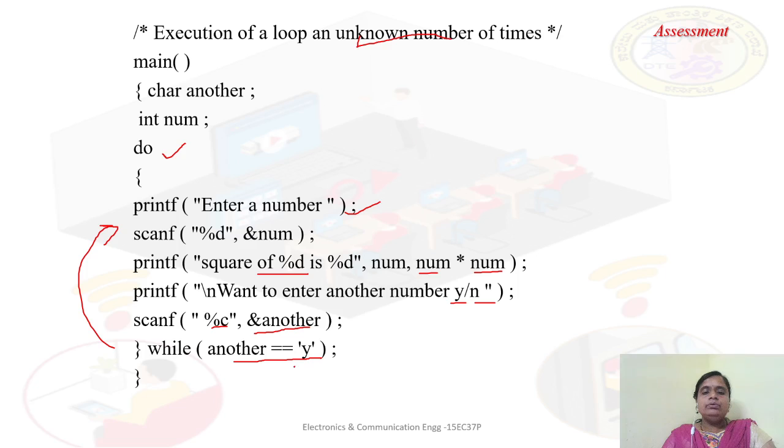If it is equal to no, and I enter n, then it comes out of the loop. So this depends upon the user. You cannot guess how many times this is going to run, but at least once, for the first time, it is running. And if you write no, then it comes out. If you write yes, again it goes to find the square of the next number.